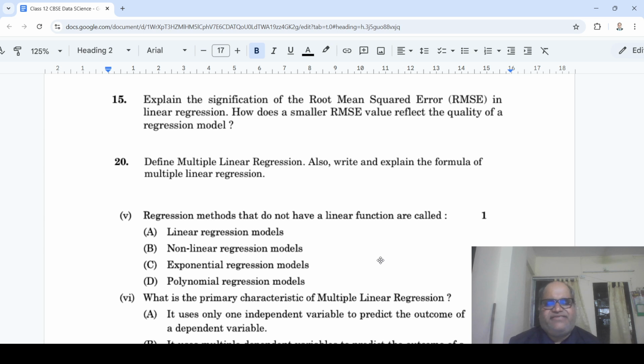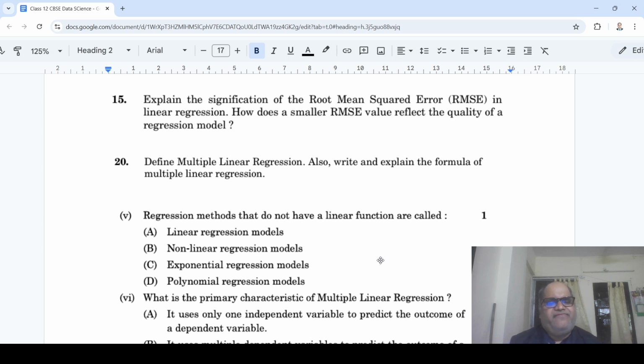Define multiple linear regression. Write and explain the formula of multiple linear regression. So at this place, you can go back. How do you define multiple linear regression? When you have more than one independent variable that helps explain your outcome or dependent variable, and the relationship is linear, multiple linear regression is a modeling technique that helps you explain that through a set of modeling processes.